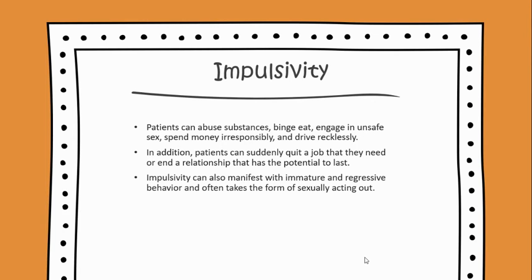Impulsivity. Patients can abuse substances, binge eat, engage in unsafe sex, spend money irresponsibly, and drive recklessly. In addition, patients can suddenly quit a job that they need or end a relationship that has the potential to last. Impulsivity can also manifest with immature and regressive behavior and often takes the form of sexually acting out.